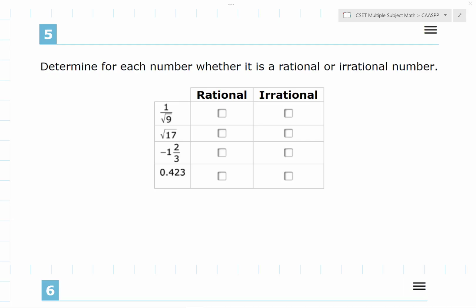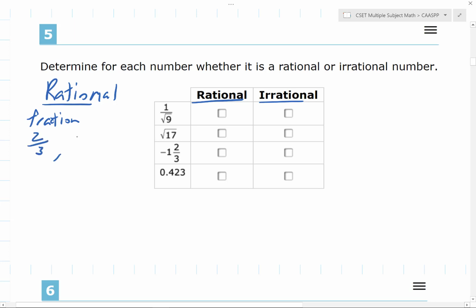So a quick overview of rational versus irrational first. When you think of rational numbers, think of that word ratio in it. So ratio means fraction. So anything that can be written as a fraction is a rational number. So for example, 2/3. It can be negative, -5/7.